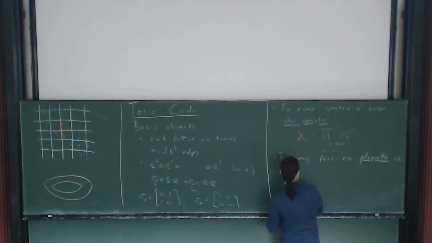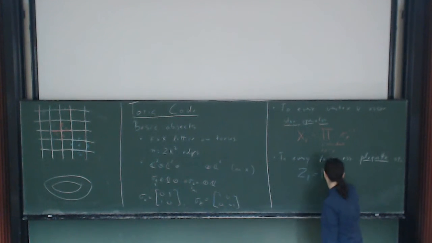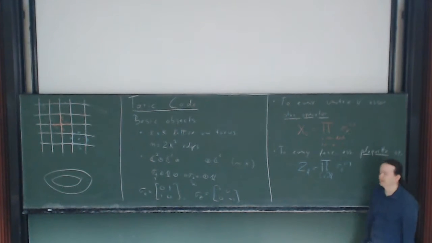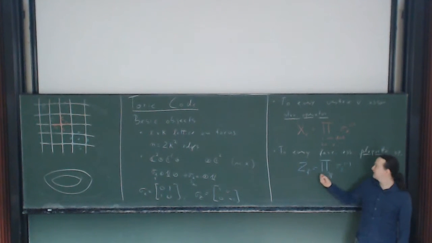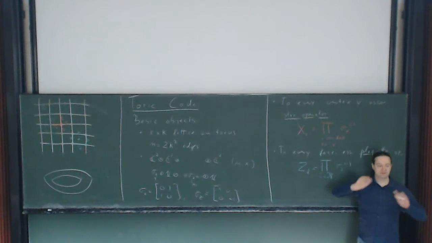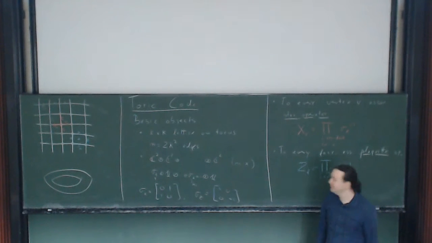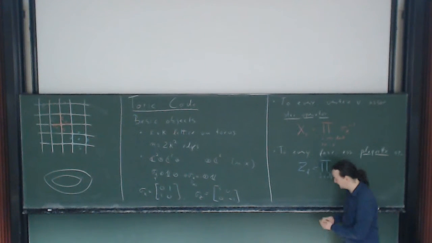And let's call it capital Z, face, and that's the product over all the edges which are in the boundary of that face, and it's going to be sigma zi. Okay. So the rule of the game is now that I will analyze the group generated by these two operators that live on this torus. Yeah? So first, let's collect problems.